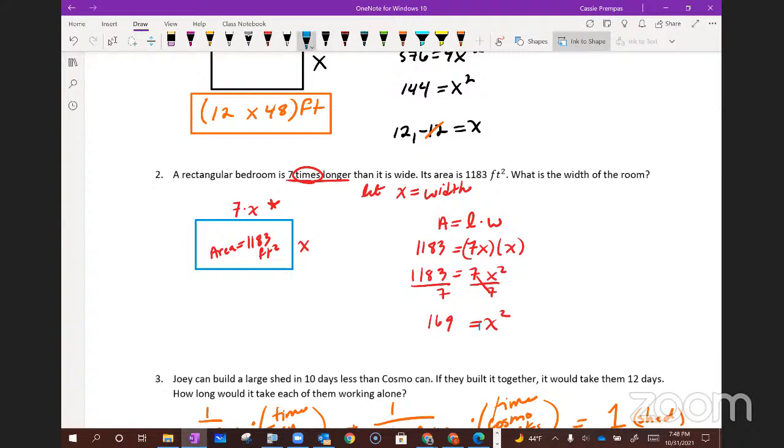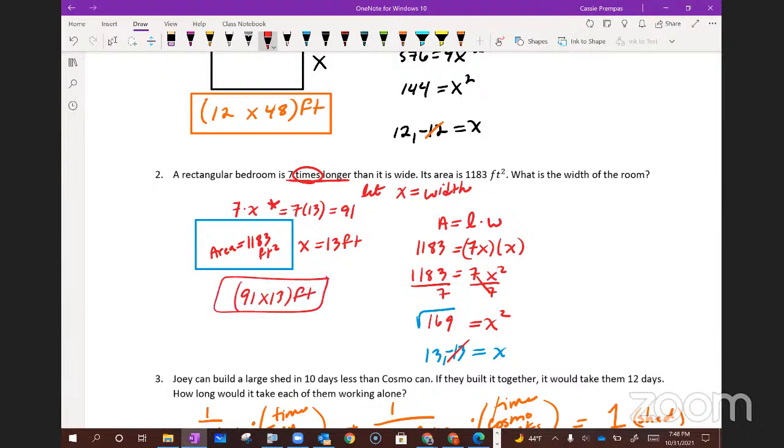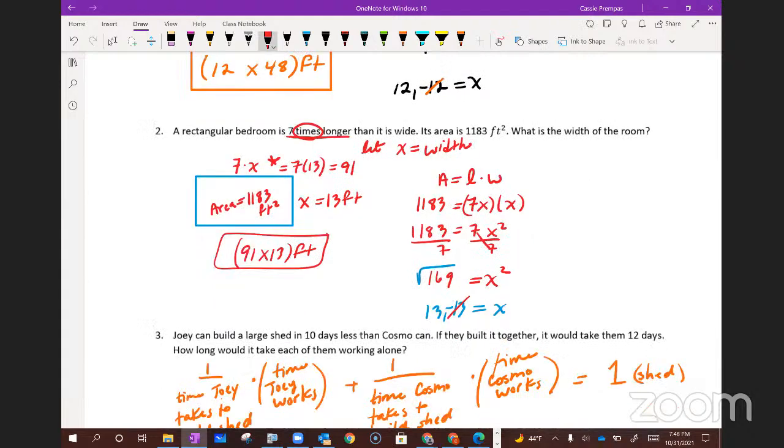I now know 169 is equal to x squared. What undoes a square? Square root. So x is going to equal either 13 or negative 13. Obviously, negative 13 doesn't make sense here. So the width is going to be 13 feet. And the length is going to be 7 times 13, 70 plus 21, which will give me 91. So this would be 91 by 13, or you could say 13 by 91 feet. On to number 3, which was done for you.